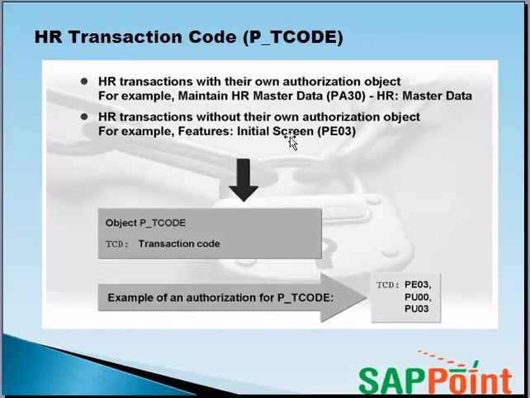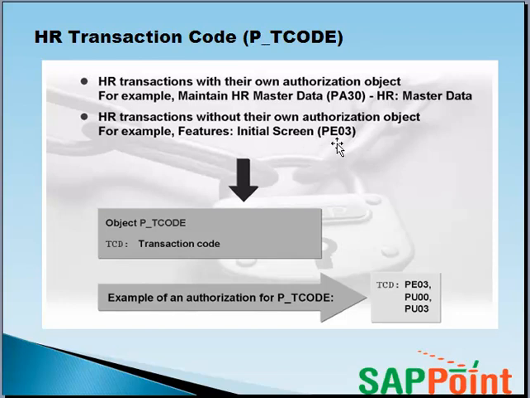But you also have transaction codes in HR which do not have their own authorization objects, meaning when you put such transaction codes into the role, they don't bring in any other additional object. For such transaction codes, you need access to the authorization object P_TCODE in order to execute those transactions.